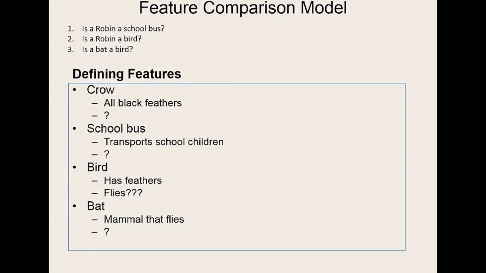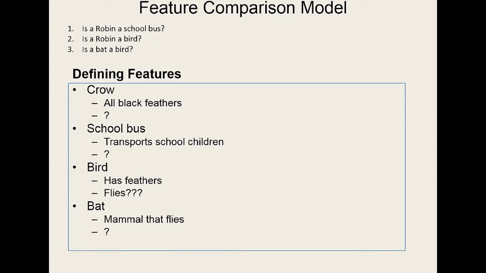The concept is a school bus. We can start off with, well, a defining feature of a school bus is that it transports school children, right? Birds in general, oh, a bird will have feathers. Birds fly. But here's some question marks. Does a bird have to fly to be a bird? Or is that more of a characterizing feature? Yeah, so not all birds have to fly. Flying is characteristic of birds, but it's not a defining feature.